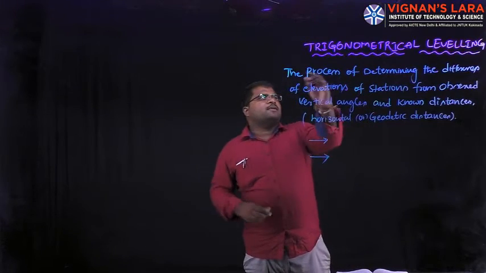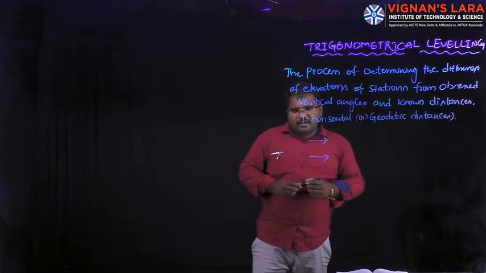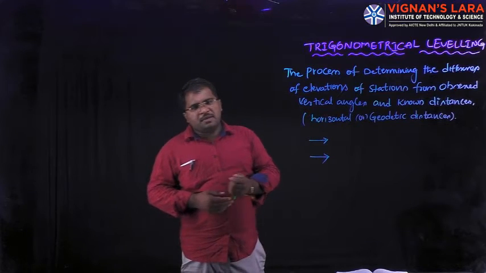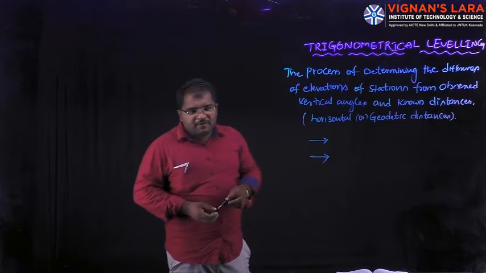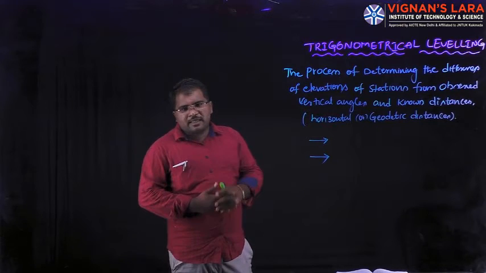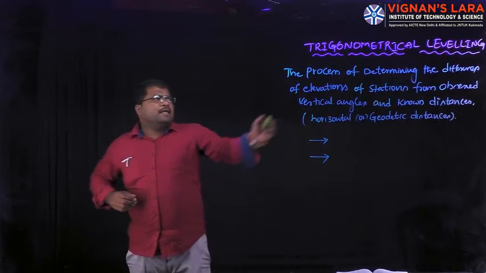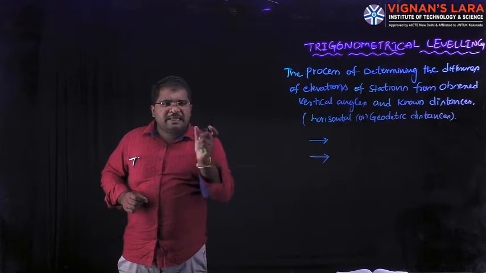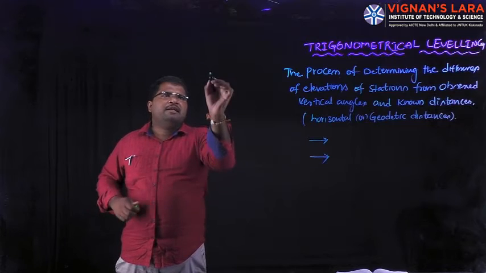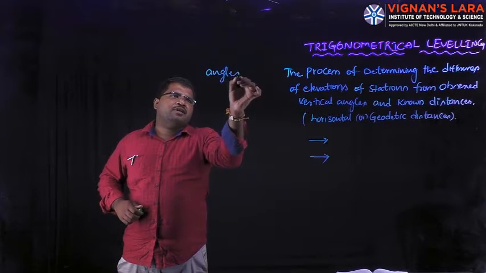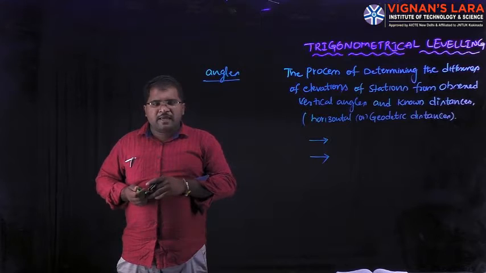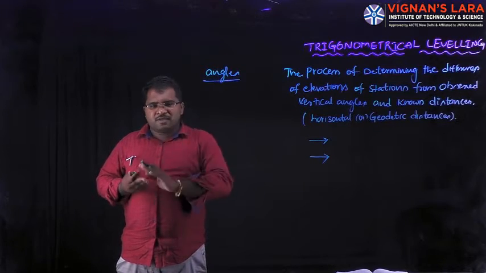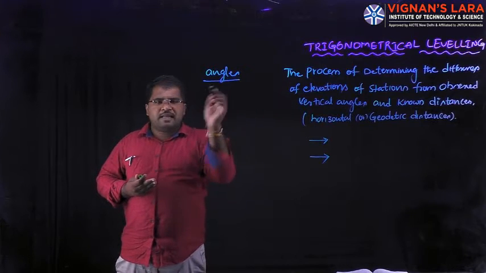Next, the next topic is trigonometrical leveling. The next topic after theodolite in the third unit is called trigonometrical leveling. What is meant by trigonometrical leveling? In the name itself, the first term is telling that it is trigonometry. Trigonometry deals with angles. We studied it in intermediate as well as in school days. Trigonometry completely deals with angles. And the next term is leveling.